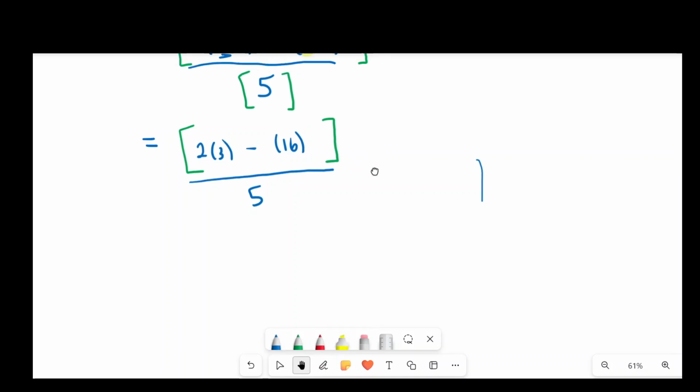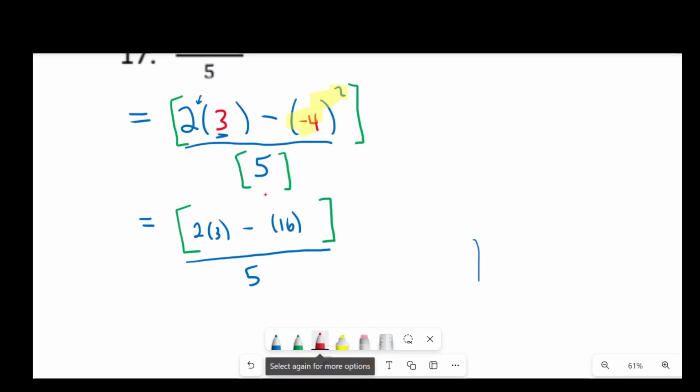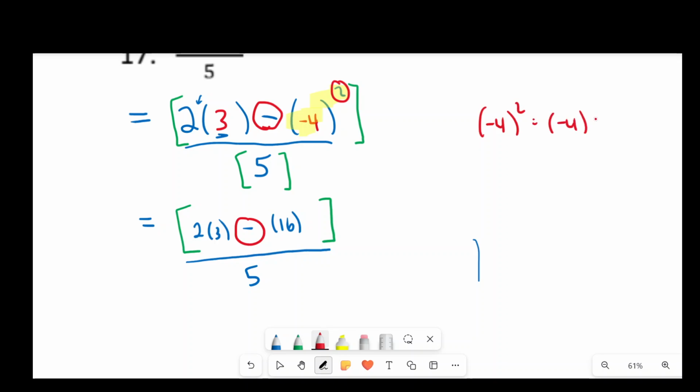Let me remind you that the negative sign here is still the negative sign here, because at this point it means either -1 times the bracket or subtract. Either way, I can't do anything with it. I can't do multiply and I can't do subtraction if I haven't done the exponent up here. So I did -4 squared, which as we know is -4 times -4, which is 16. That's why I now have positive 16 here, and the negative sign is still there.